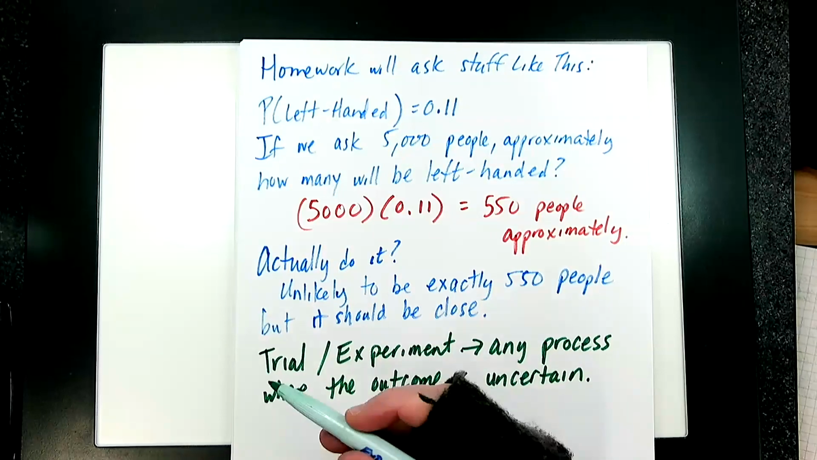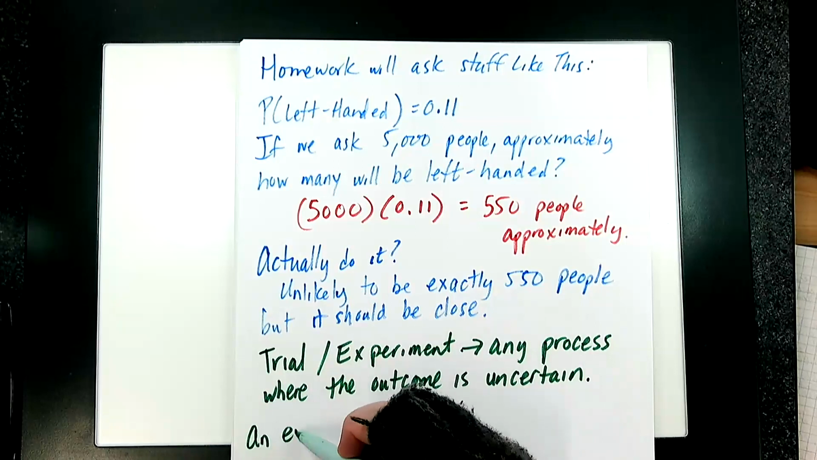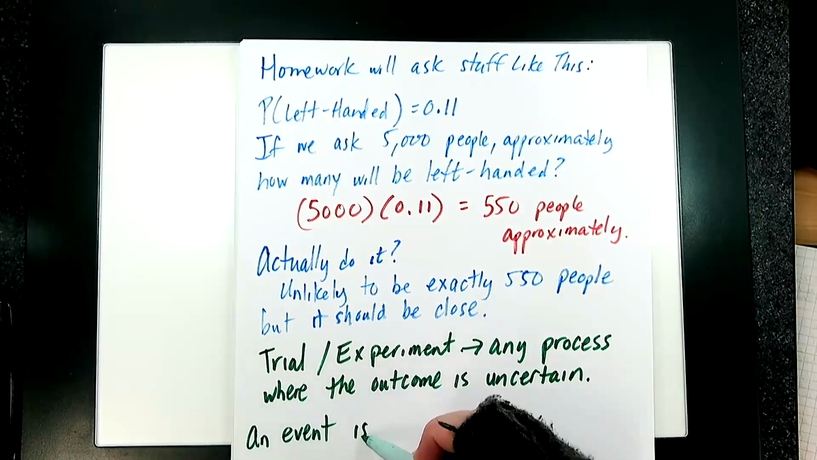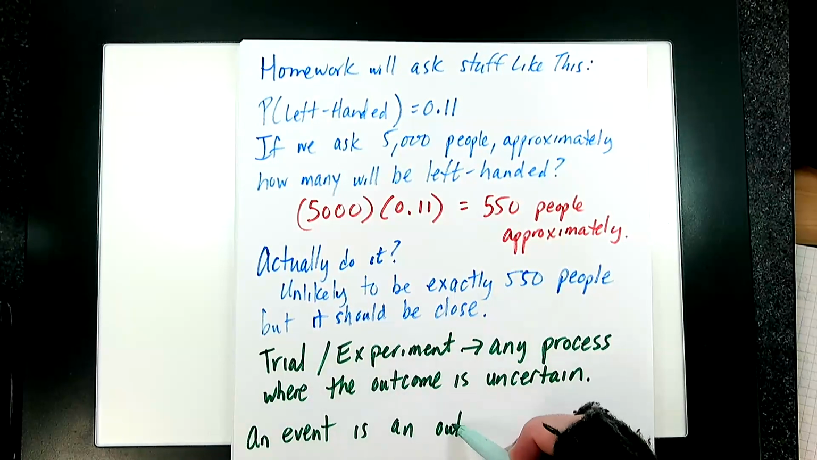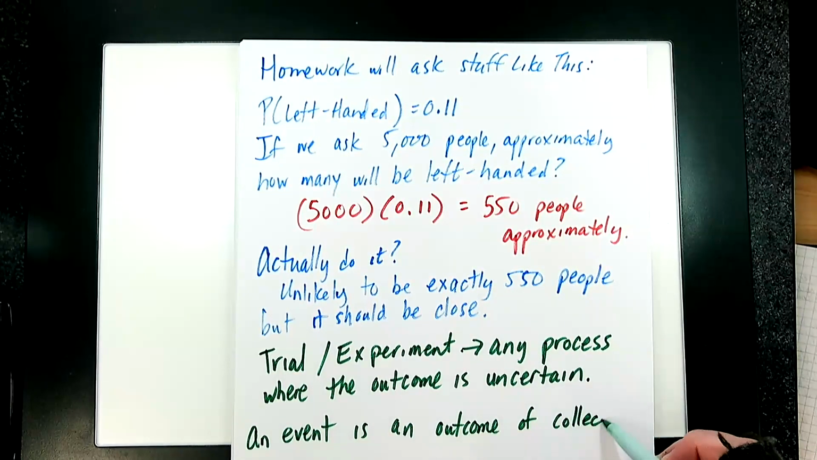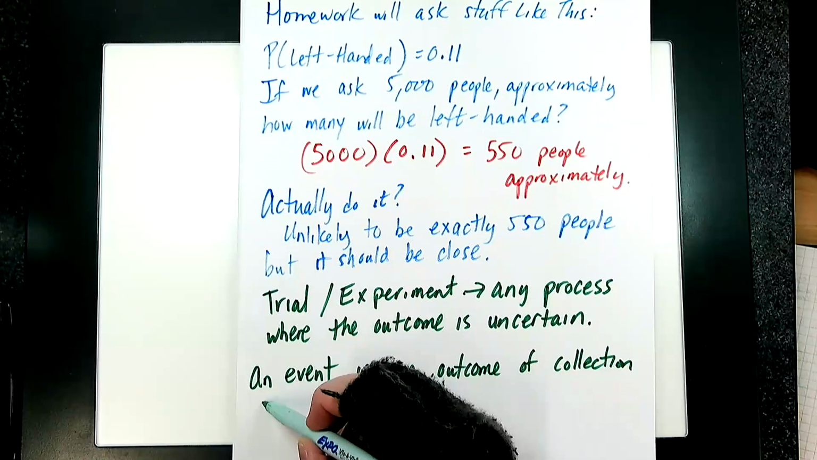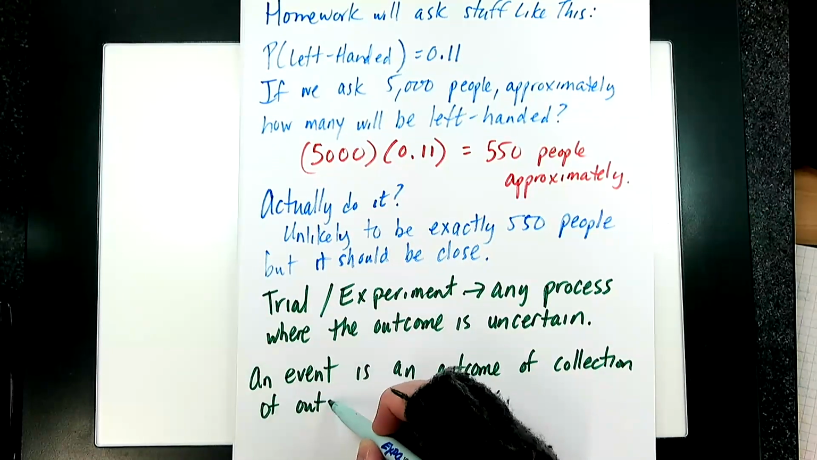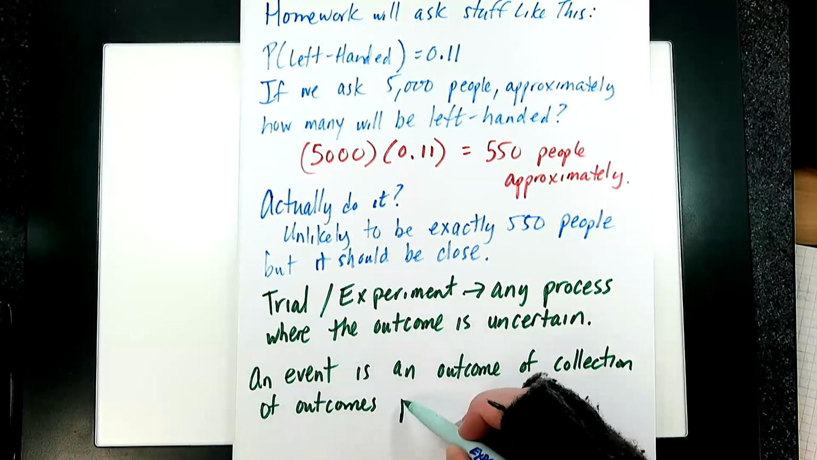And I said this earlier, an event is an outcome or collection of outcomes from a probability experiment.